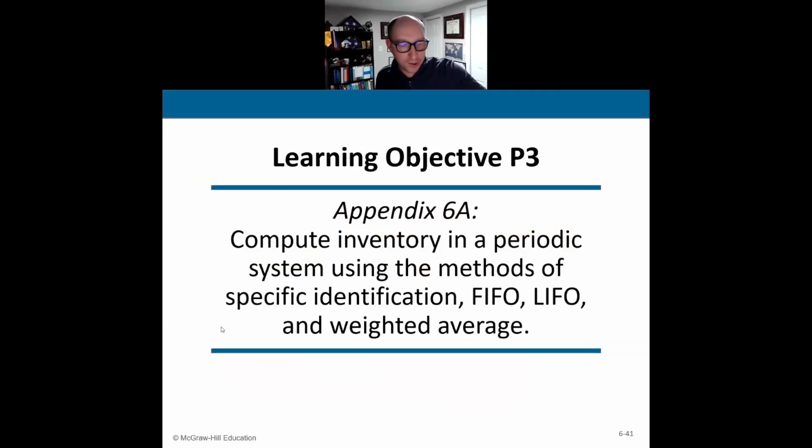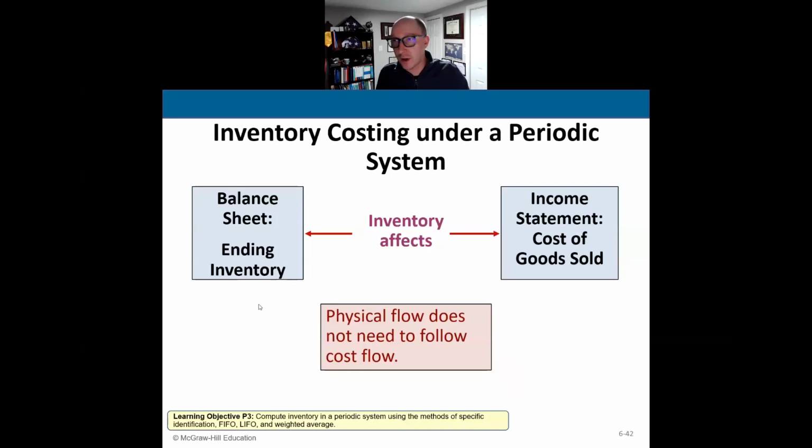I'm going to go through just a little bit more through the appendix here. And a lot of this we've already discussed, but it's important to understand the relationship between the balance sheet, which represents the inventory, and the cost of goods sold on the income statement. Remember, it remains on our balance sheet until we sell it. When we sell the inventory, we take it off of our balance sheet, and it goes onto our income statement as cost of goods sold.